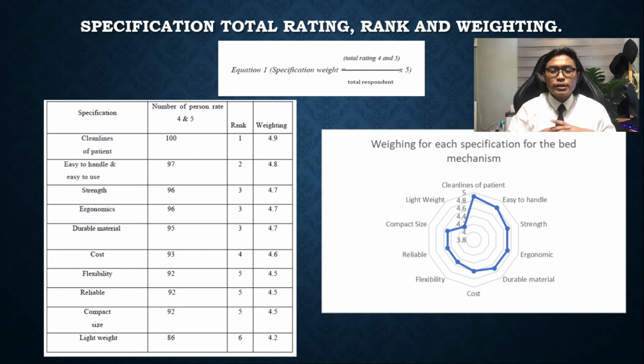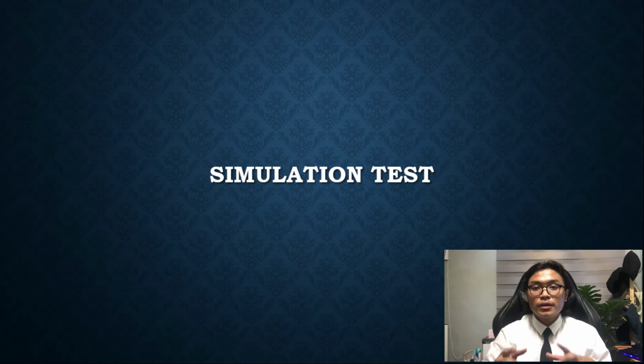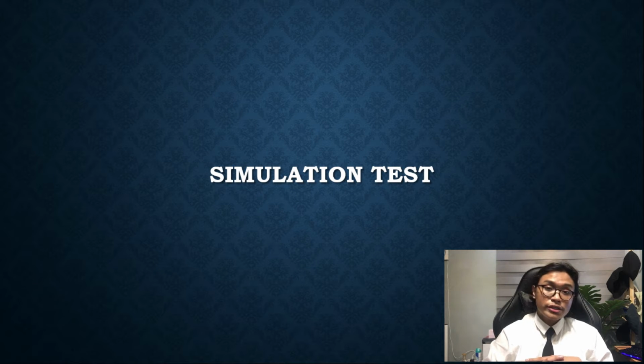This section, including the 4 and 5 ratings, was calculated by analysis to determine the specification rating. The survey results show the top 5 specifications were cleanliness of patient, easy to handle, strength, ergonomic, and durable material. However, the lightweight specification is at the bottom. In other words, the respondents prioritize comfort and ease of carrying over the weight. So the next slide is simulation test.